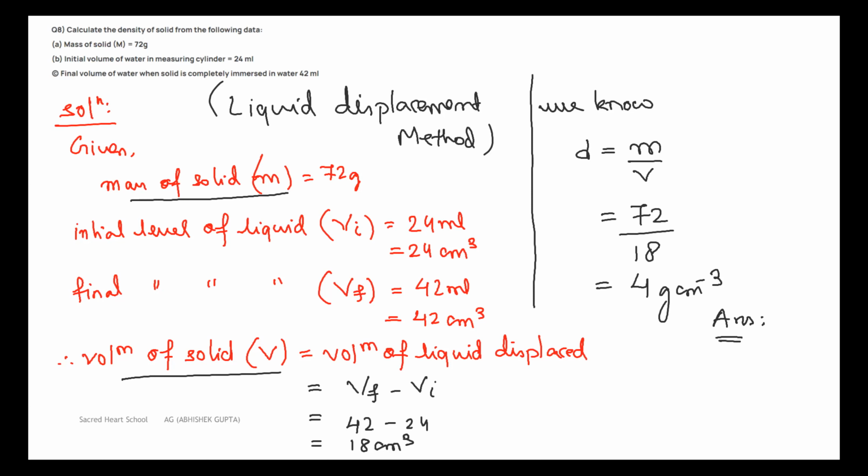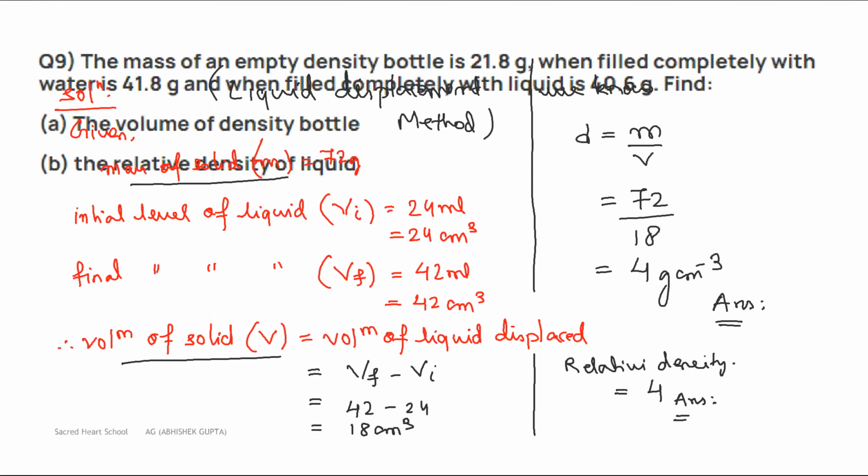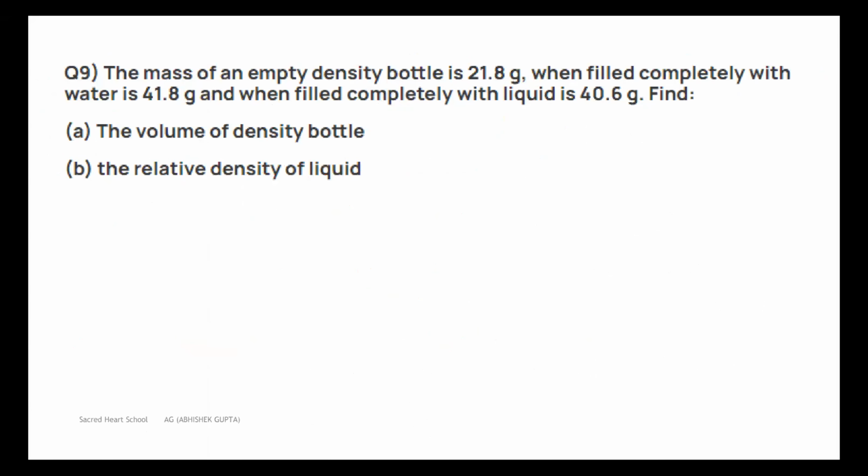Fine. And if they would have asked relative density, so we know that relative density is the same as the density of the substance in CGS unit. Simply 4 is the answer. And relative density has no unit. Fine. Next question. So let's do it. Okay.